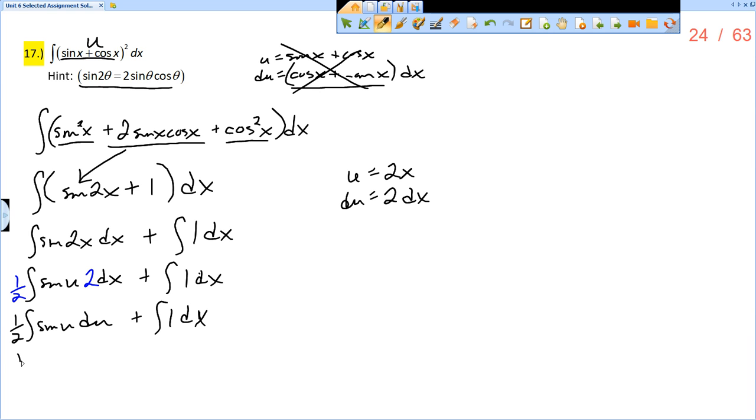All right, so now the integral of sine is negative cosine of u, and then plus the integral of 1 dx, that's just x, and then plus c. So now we have to replace our u, and so I get negative 1 half cosine of 2x plus x plus c. All right, and so that is problem number 17.